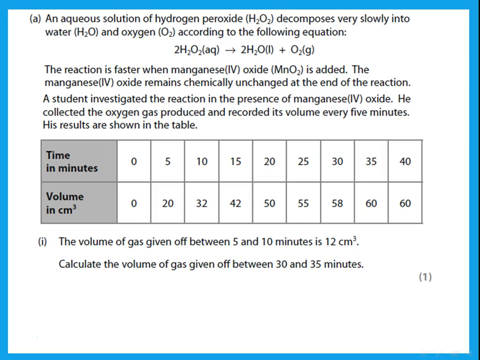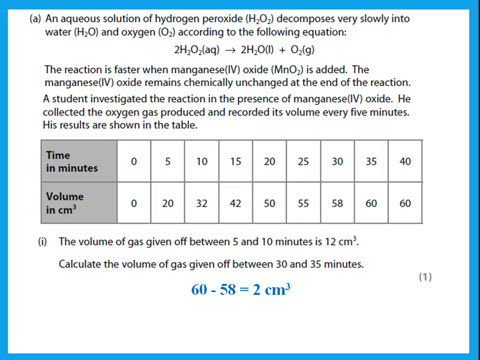A student investigated the reaction in the presence of manganese oxide. He collected the oxygen gas produced and recorded its volume every 5 minutes. He has these results. The volume of gas given off between 5 and 10 minutes is 12 centimeter cubed. Calculate the volume of gas given off between 30 and 35. How did you get that? At 30, the volume of gas in the syringe was 58. At 35, the volume was now 60. So the volume collected between 30 and 35 is just the difference, right? So that's just 2 centimeter cubed.